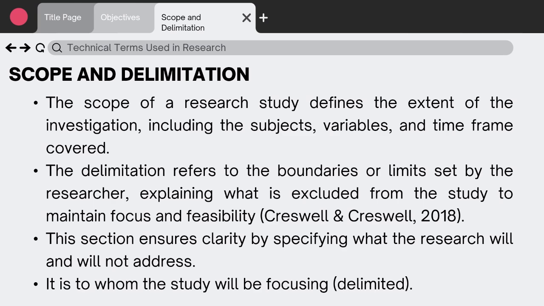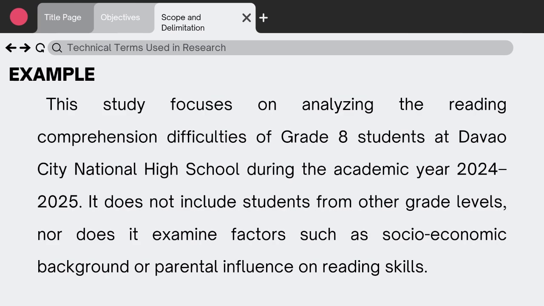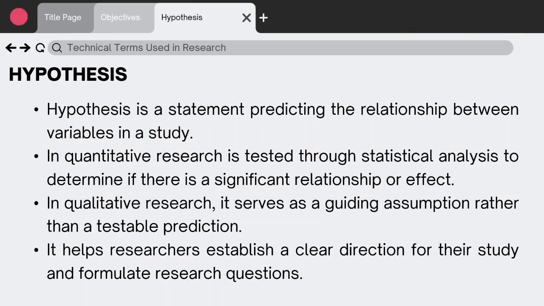So, here is an example of it. It states here what is the focus of the study and what is not included in the study. So that is scope and the limitation. And last in chapter one, there is also a definition of terms, which is the very last part of chapter one of a research, but we will discuss it in the next lessons.